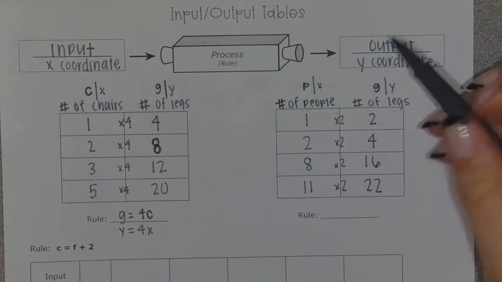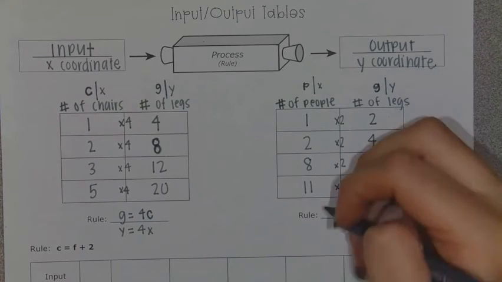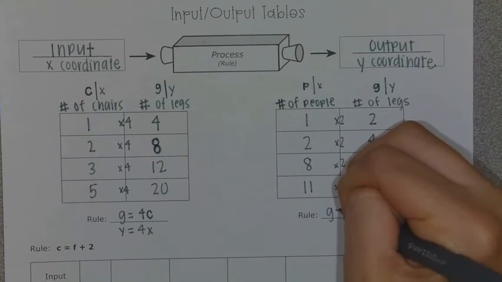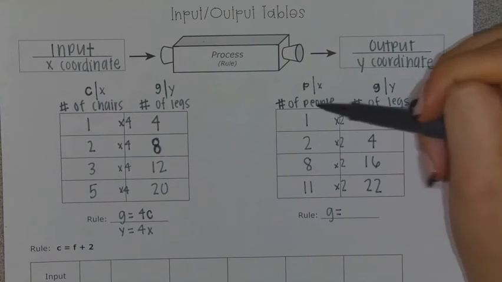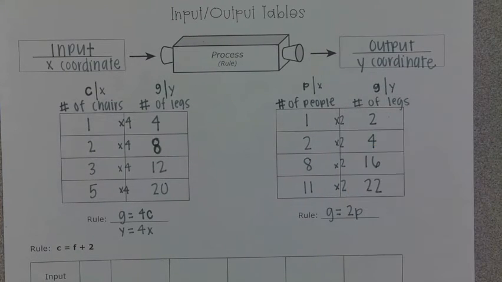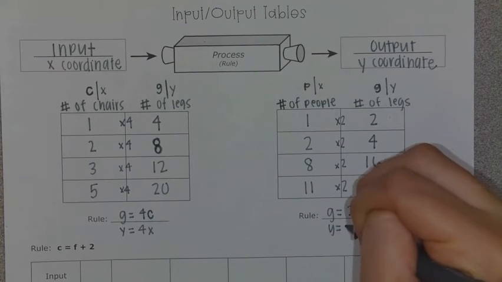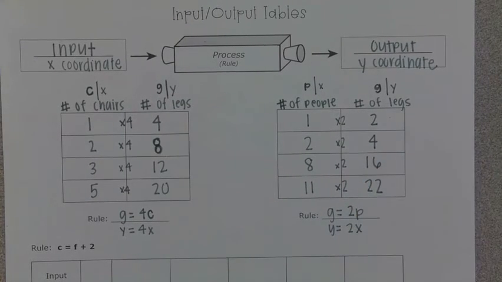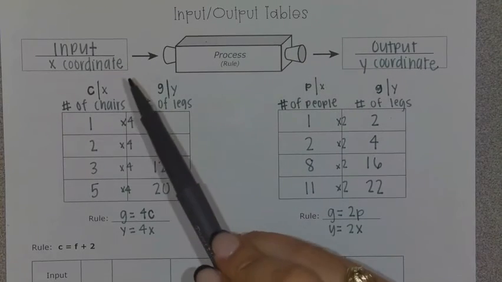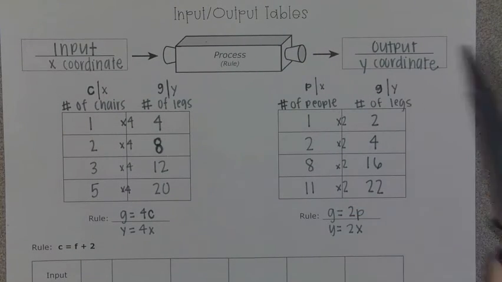So I need to create a rule here, and let's use our variables of G and P. I'm going to say that my output, G, is equal to my input times 2. So that would be G equals 2P. Again, if I wanted to rewrite this using X and Y, I could say that Y equals 2X. I'm taking the number of people and multiplying it by 2, and that gives me the number of legs.